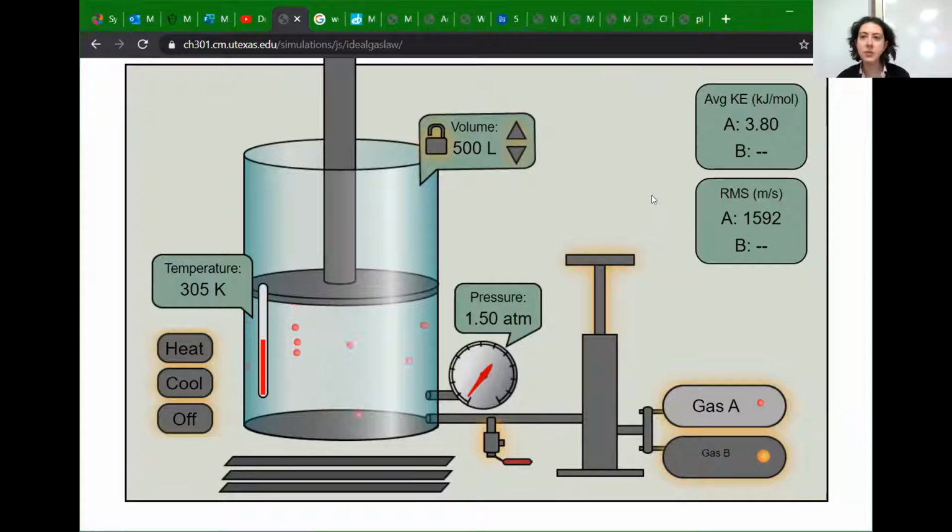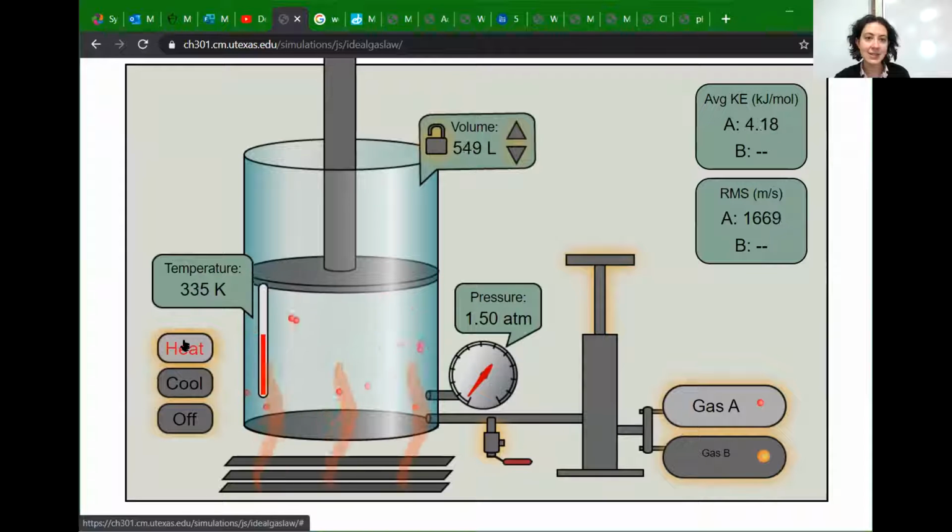So the four variables that we have to deal with in gas laws are temperature, volume, pressure, and moles of gas. Looking at this, it's pretty obvious to see that we have our temperature here, and we can influence that by heating or cooling the gas. Volume is here, it's measured in liters, and we can raise or lower that. So actually, let me show you.